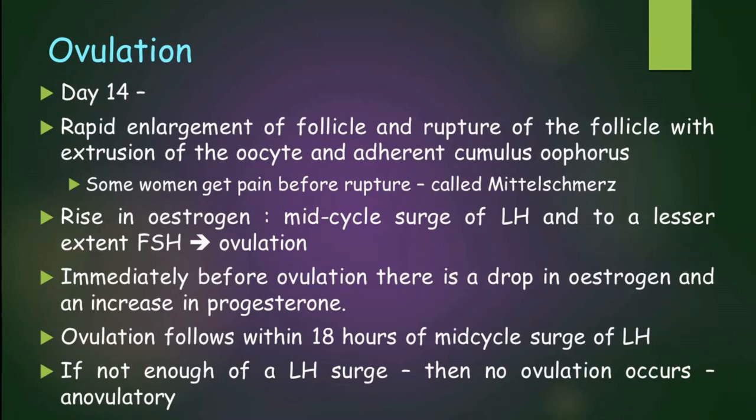If the ovulation happens, it's called the ovulatory phase, and if the ovulation does not happen, in the case of insufficient luteinizing hormone concentrations, then it's called the anovulatory phase.